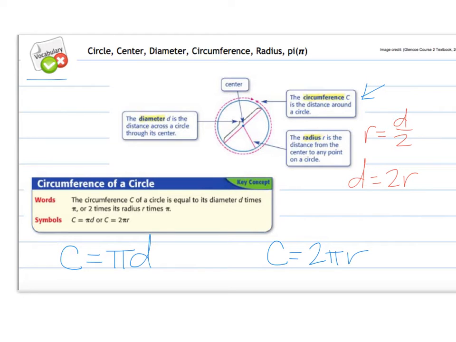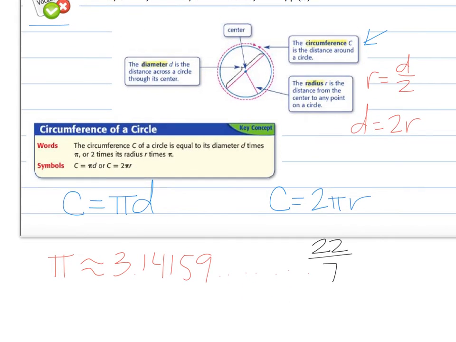Something to remember about pi. Pi is what we use to find circles, and it's approximately 3.14159, and it keeps going. This is an irrational number that does not terminate or repeat. It can be represented by 22/7 as well. Sometimes you'll be asked to use your pi button on your calculator, or 3.14, or that 22/7 to represent that number. Okay?